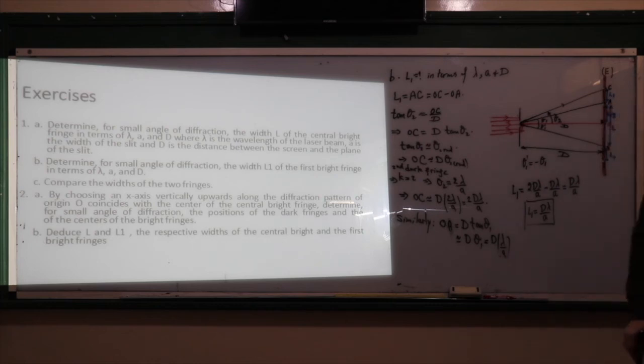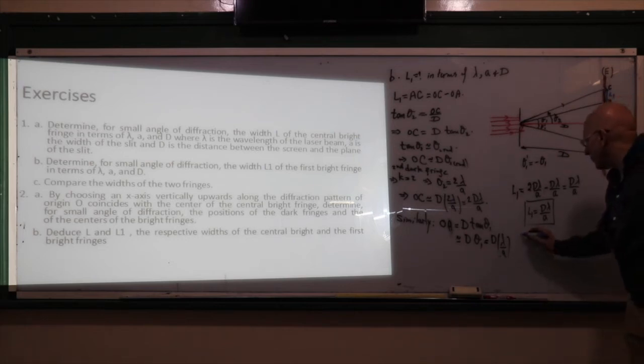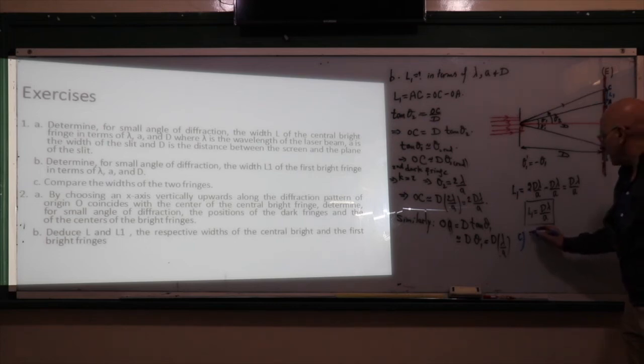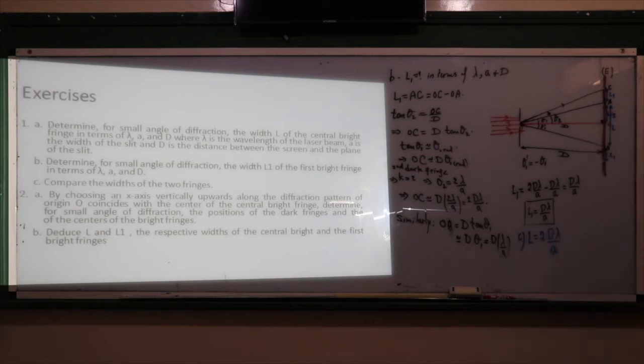Part C says compare the widths of the two fringes. So in part C, I just want to compare. This is L1, and I have calculated L to be equal to 2D lambda over A. By comparison, I am going to replace D lambda over A by L1. We get L equal to 2 L1.